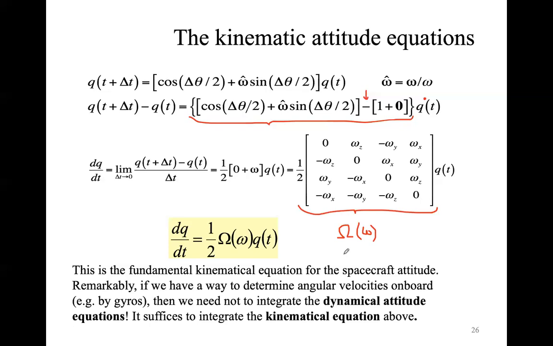But when we're going to see briefly the multiplicative extended Kalman filter, you're going to see that we're going to use this equation in order to integrate the quaternion state. And that will be really helpful because, of course, every single time you're able to determine how the quaternion evolved. And so if you know how the quaternion evolved over time, you are able to determine how the attitude matrix evolved over time.